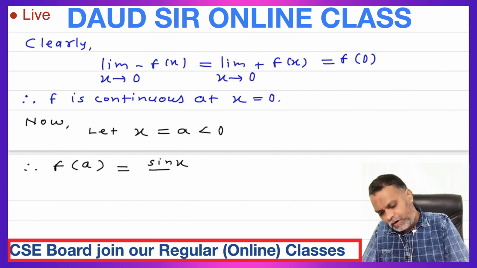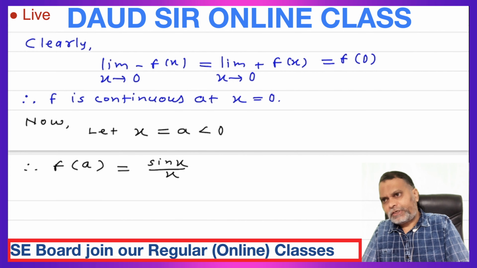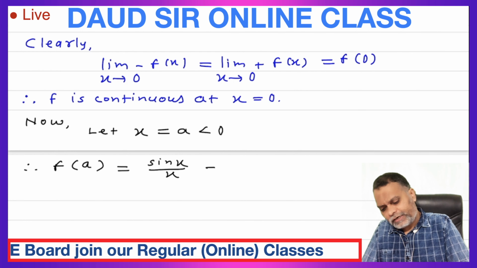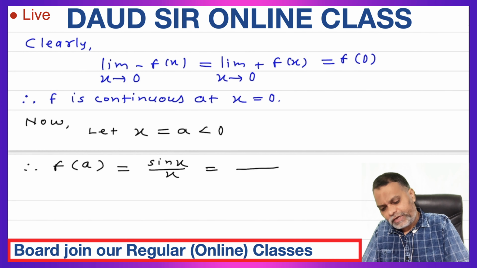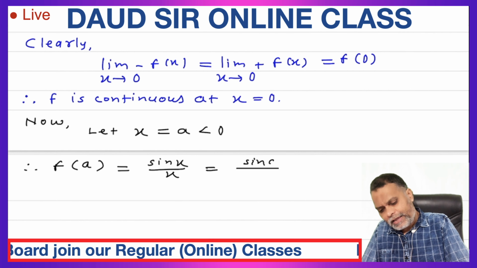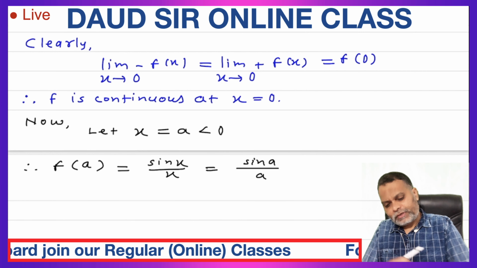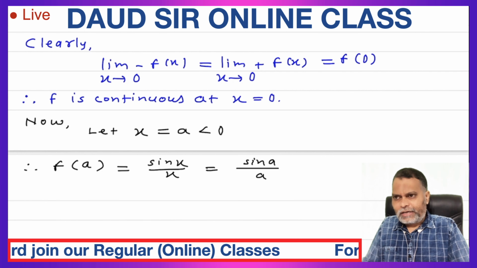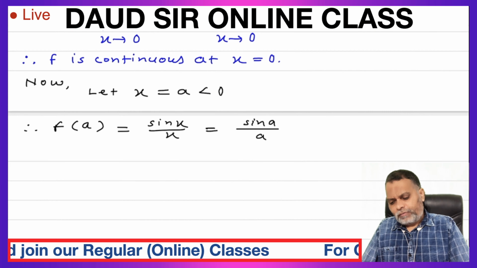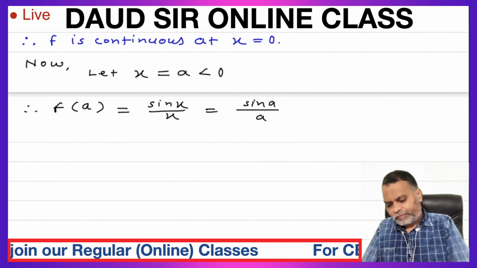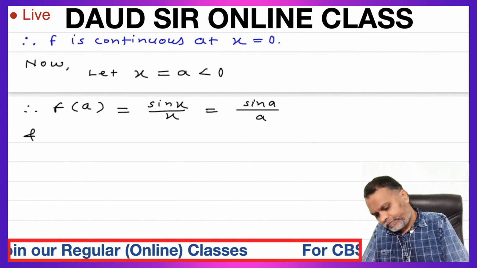Sin x upon x. Here we substituted x is equal to a. So on this side also substitute x is equal to a. So sin a upon a. This is the value of the function. Now calculate the limit.